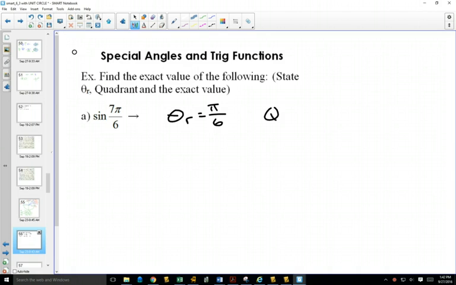It's in quadrant 3. So what I like to do for these is I would say I've memorized my first quadrant. And I know that sine of pi over 6 is a half. So that means sine of 7 pi over 6 is going to equal negative 1/2. Because in quadrant 3, sine is negative, and it's still going to equal a half.